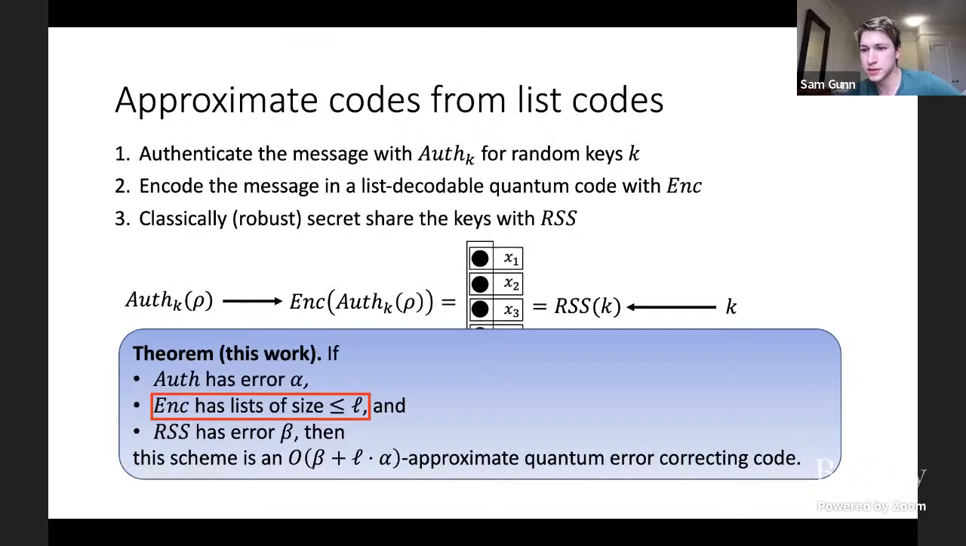A logical bit flip? That's a good question. I think it would correspond to some Pauli, but it's not clear what exactly it would correspond to. Are you talking about the list codes or the final approximate codes? The final. With the final approximate codes, because there's this authentication going on, it seems like it would be something kind of complicated. You have to apply some logical operation that acts on the code space of both the code and the authentication space. If that makes any sense.